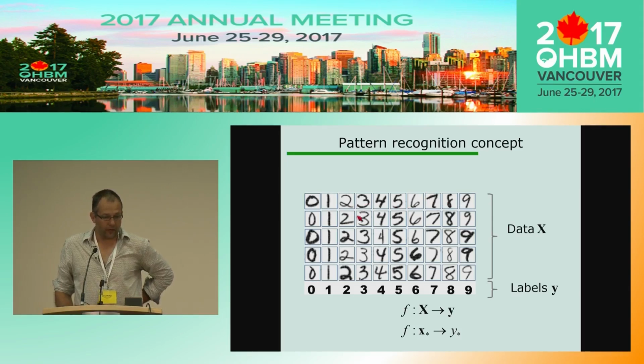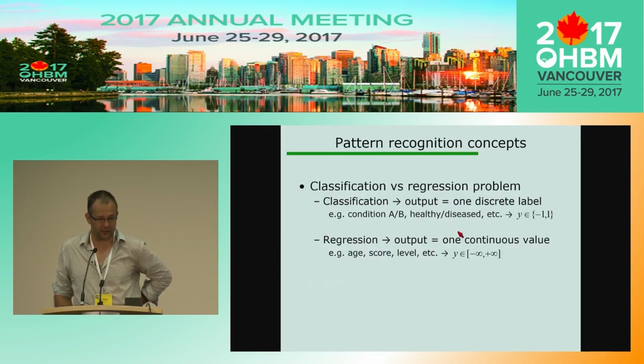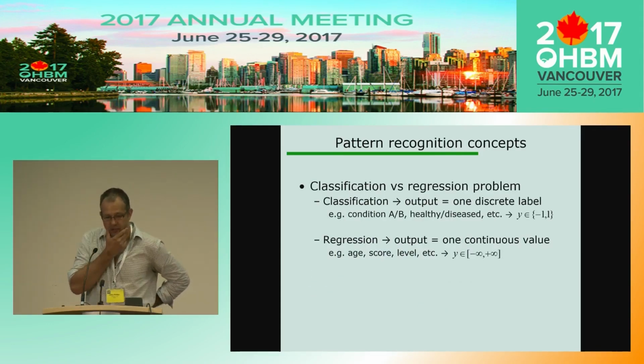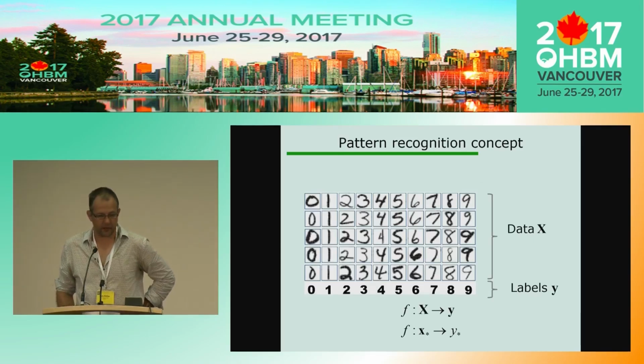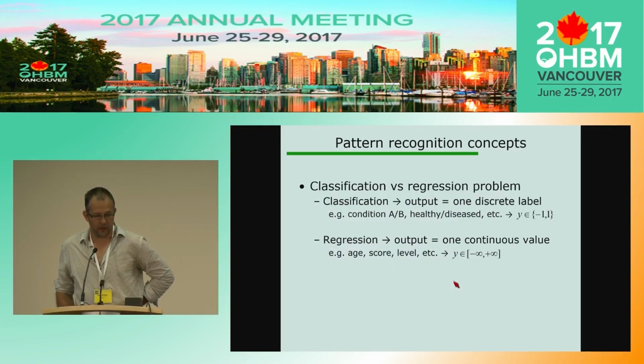Now we don't deal with handwritten numbers, we deal with brain images. The data are different, but the principles are still the same. So in terms of pattern recognition concepts, what we're doing here is associating a set of discrete labels, 0, 1, 2, 3, and so on. So that's typically a classification scheme.